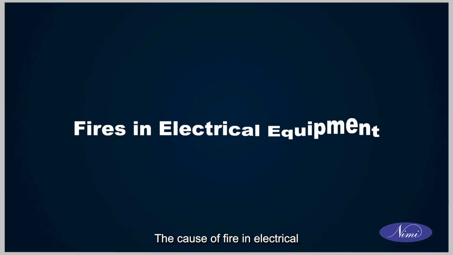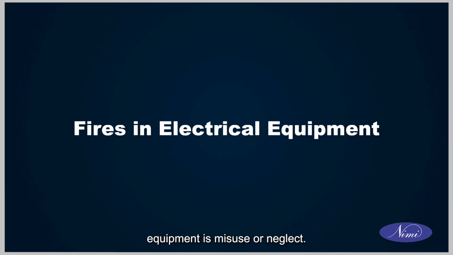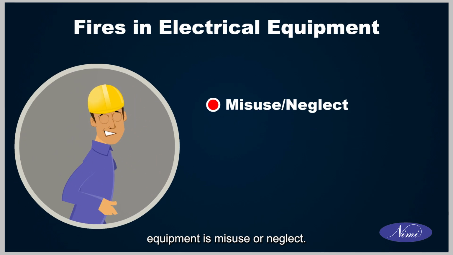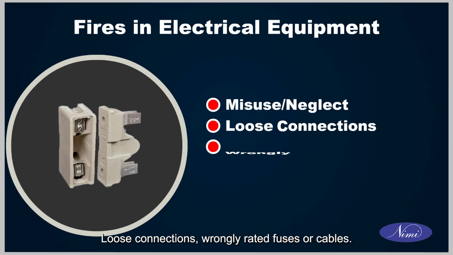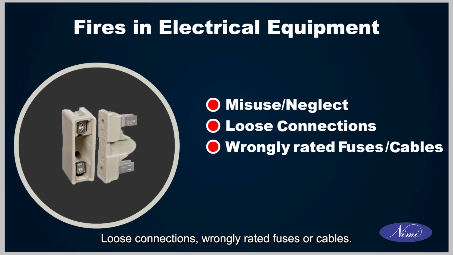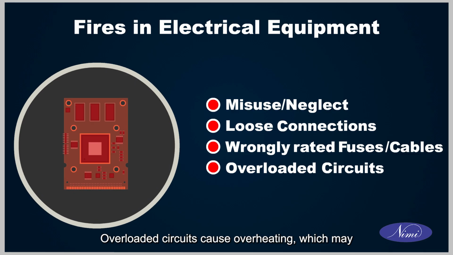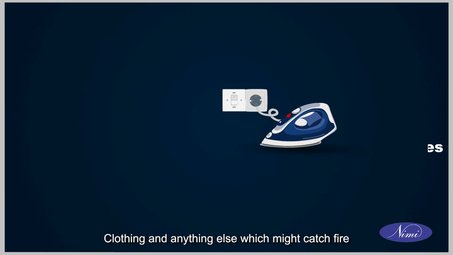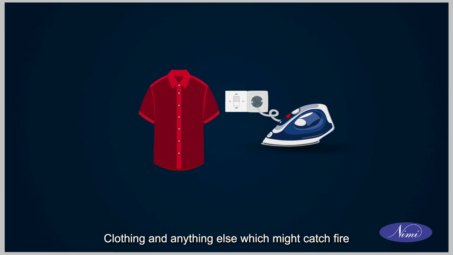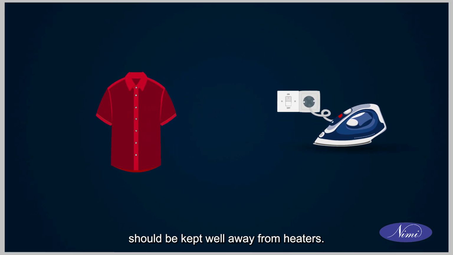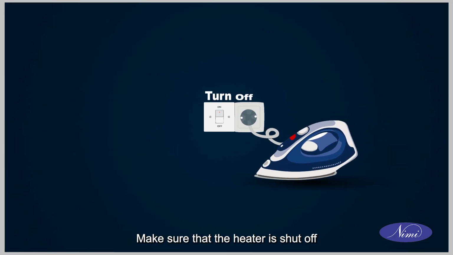The cause of fire in electrical equipment is misuse or neglect. Loose connections, wrongly rated fuses or cables, overloaded circuits cause overheating, which may in turn lead to fire. Clothing and anything else which might catch fire should be kept well away from heaters. Make sure that the heater is shut off at the end of a working day.